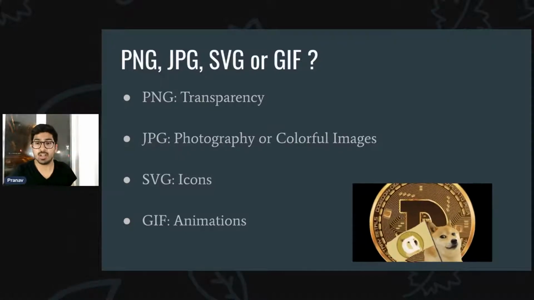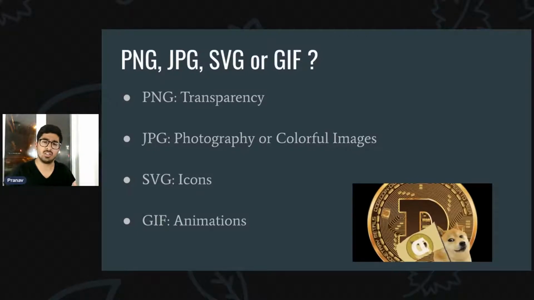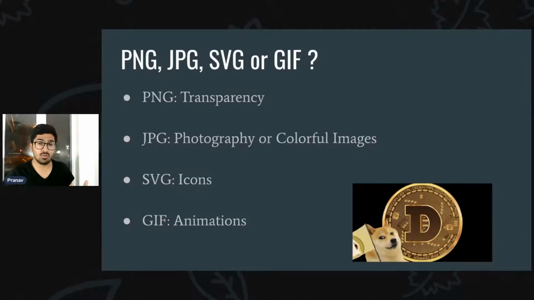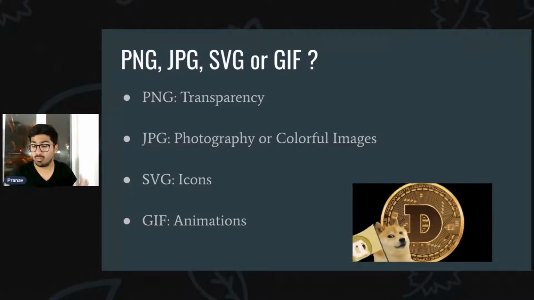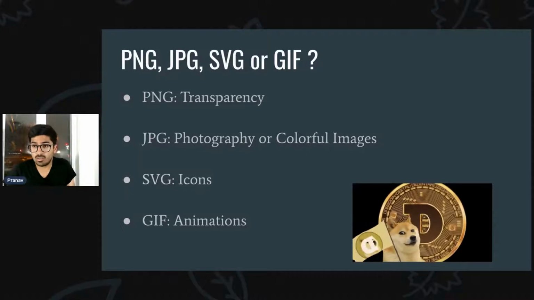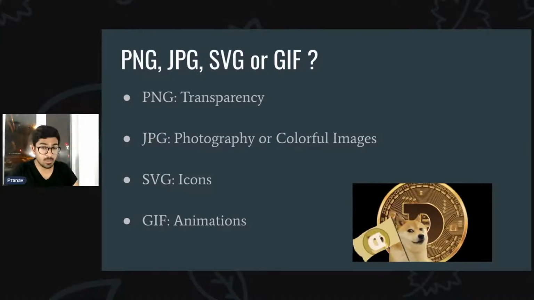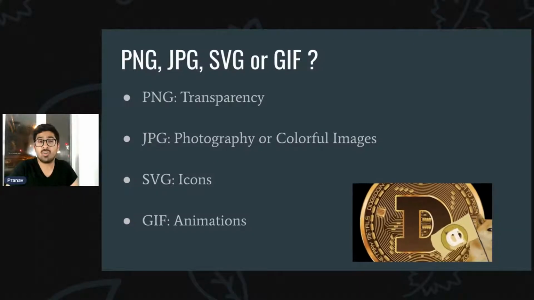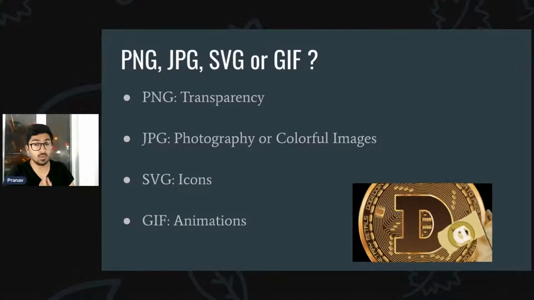Then we have JPEG. This is usually good for photography or colorful images because it allows a lot of colors. For example, GIF just allows 256, whereas JPG allows like, I don't know, thousands or millions of colors. You can Google that obviously. And SVG should only be used when you need icons. Now, icons should be very simple, and SVGs are not really something that people use in their day to day life, but web developers use it a lot.